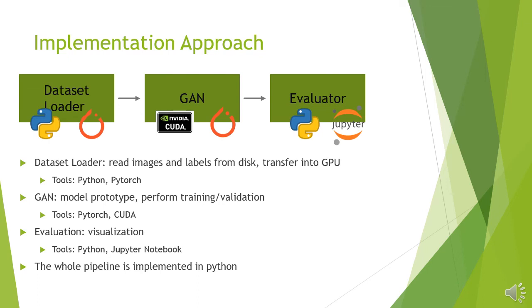library. The last module is the evaluator. Its main job is to extract the results from the GAN module, do some number crunching, and visualize the results. To carry out this task, our main tools for this module will be Python and Jupyter Notebook. Jupyter Notebook is a very popular tool to visualize results and graph plots. Overall, the whole pipeline uses the Python language.